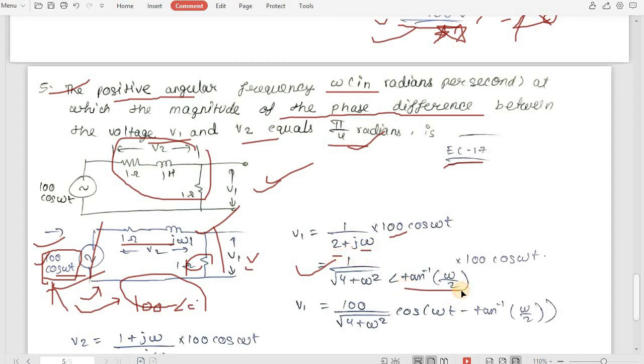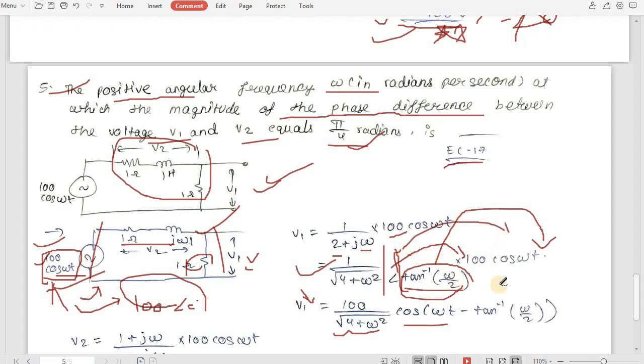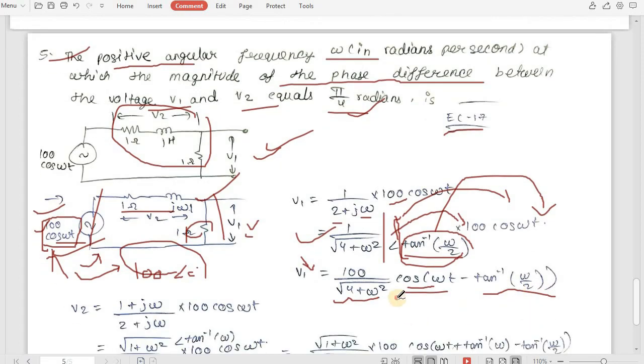Okay, so the angle will be tan inverse of omega by 2. Now as we have seen in the sinusoidal state analysis video, we always have to add this angle into our input, and we multiply our magnitude with the magnitude of our input. So our total magnitude will be 100 upon under root of 4 plus omega square, cos omega t, and if this angle goes in the numerator, it will be minus tan inverse of omega by 2. So if we add that, we will get cos omega t minus tan inverse of omega by 2. Okay, so this is our V1.